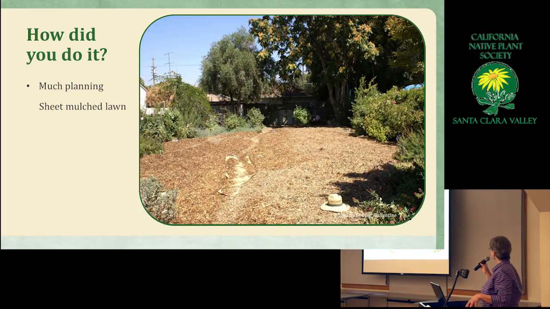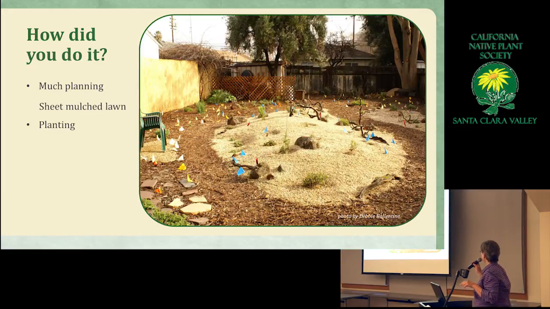And that's what it looked like when it was finished being sheet mulched. Then we went in and planted, and I want to walk over here because some of these things might not be obvious. There's not only little plants in here, but there's boulders, and there's some decorative branches. Actually, my friend over here picked them out for me. And there's a mound in the center.